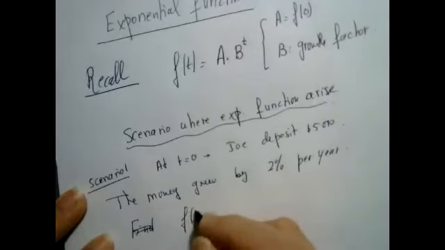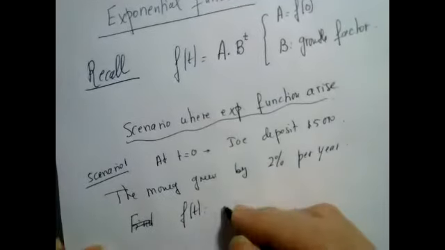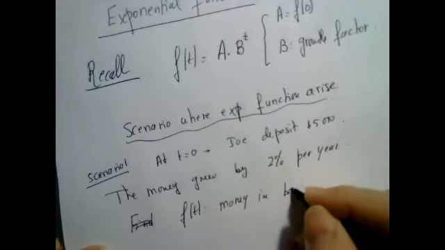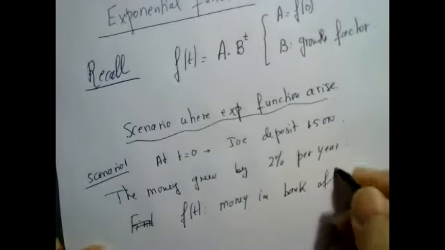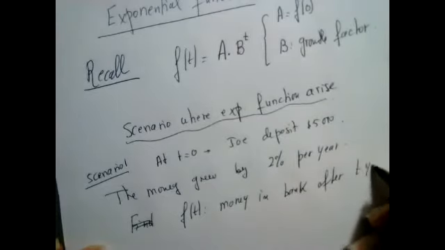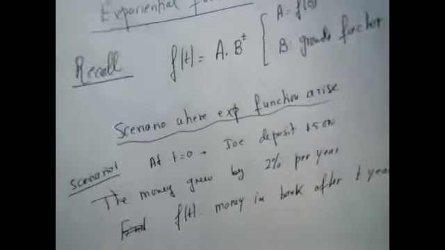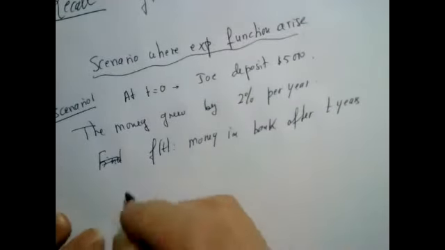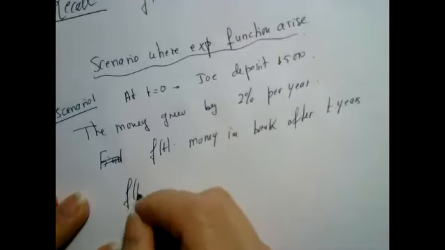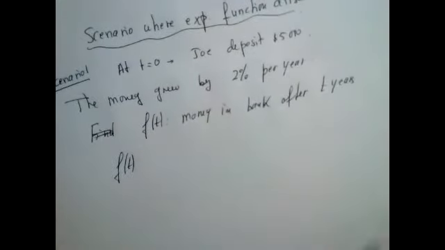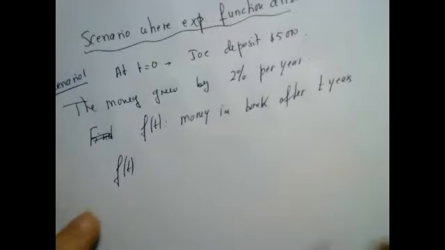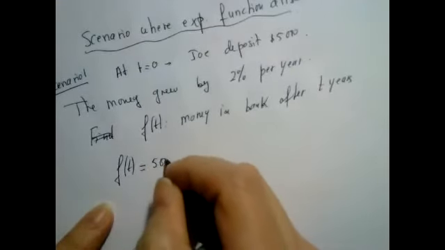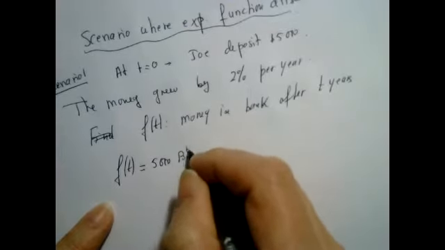And then find a formula for the money. We're going to let f of t be the money in the bank after t years. So that's really how we think. Our question is, what is the formula for f of t? That's how exponential functions grow. So f of t is the initial value times b to the t, the growth factor.